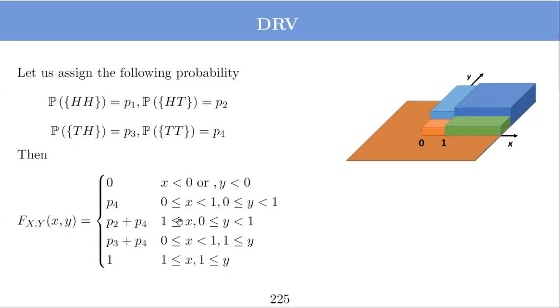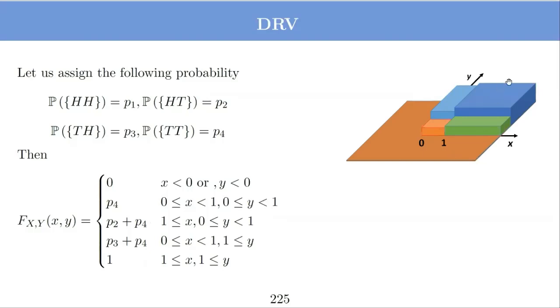So if you write this in terms of its function, if x and y are such that one of them is less than 0, it is 0. If they are both between 0 and 1, then it's P4. If x is more than 1 and y is between 0 and 1, then it's P2 plus P4. Similarly, for y it is P3 plus P4, and if they are both greater than 1, it is 1. If you plot this, it will look like a staircase in both directions.